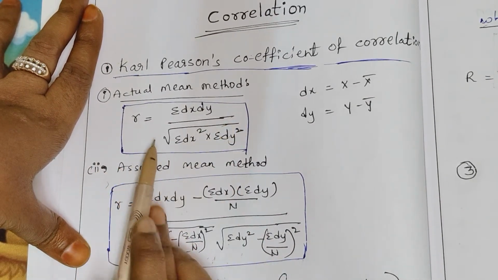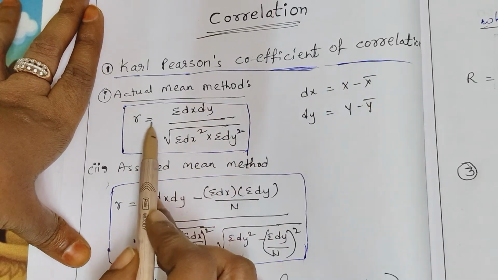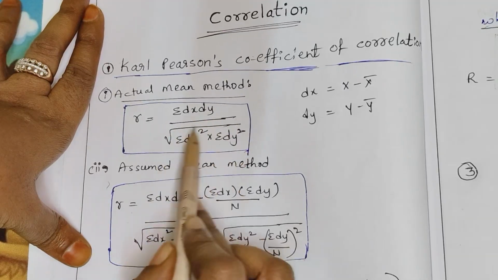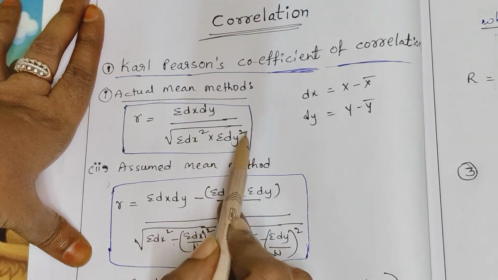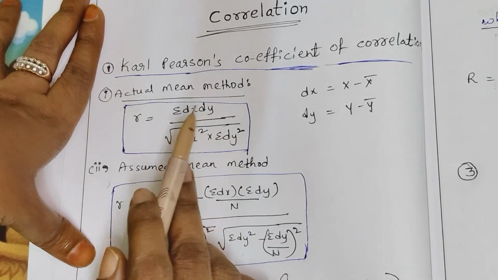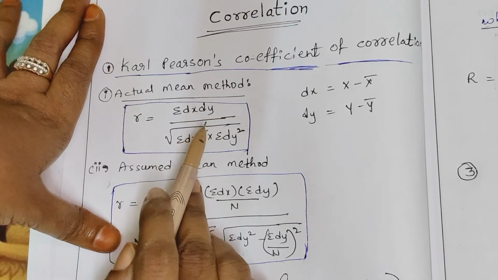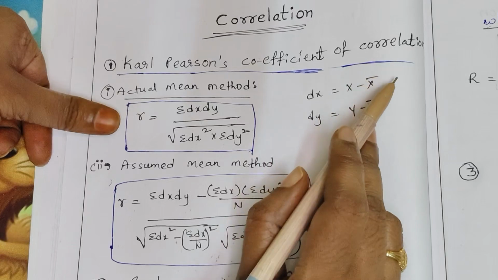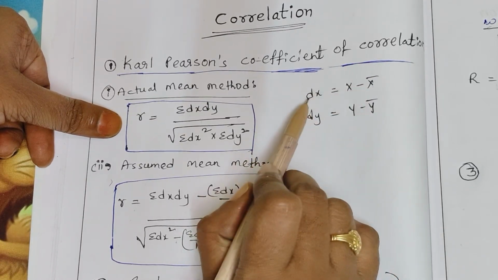What is the formula here? r is equal to, r is nothing but the coefficient of correlation, is equal to summation of dx into dy divided by root of summation of dx square into summation of dy square. In the question they will give two variables, x variables and y variables. By using that information you need to find dx and dy. How to calculate dx? x minus x bar. From the x values you need to deduct the x bar value, and you will get dx values.